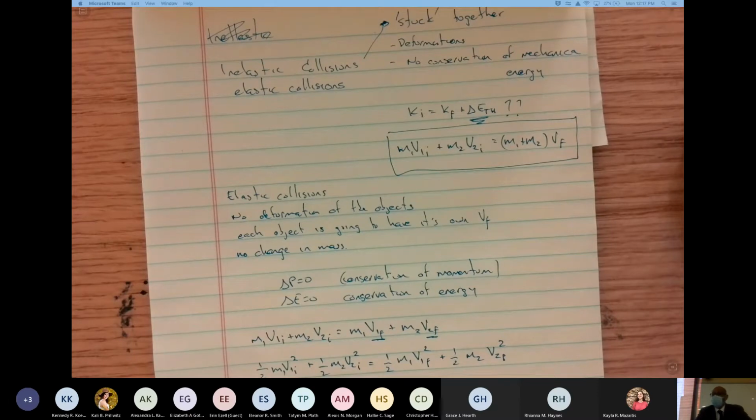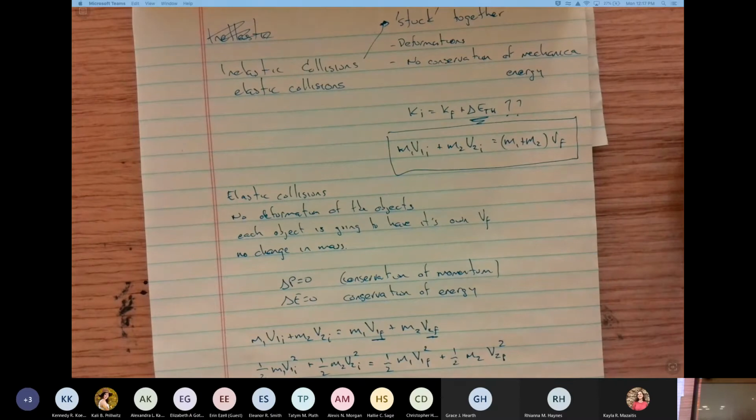However, there are a couple of simplifications that we're going to assume. One of them is that the collisions are always going to happen along a single axis, in a single dimension. So we're not going to have collisions in X and Y directions. It's always going to be in the X direction. Okay.